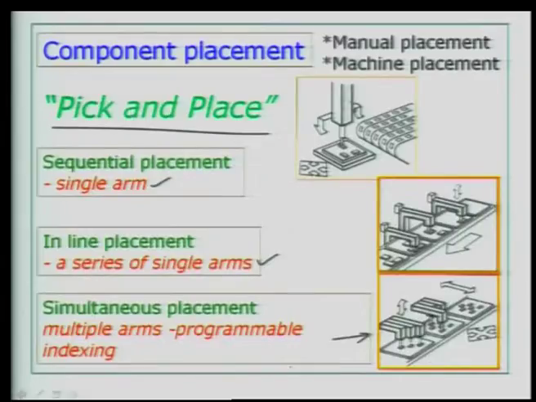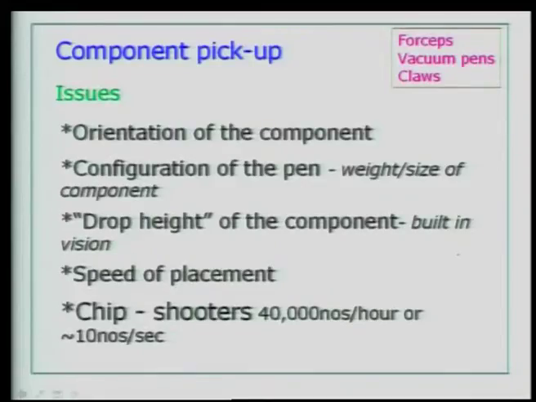So, the idea is it should pick the components from the tape or the reel from which the packages are shipped from the manufacturer, and it has to pick individual components and place on the board based on your assembly data that you have generated from your PCB layout. So, the component pickup issues are here we use forceps or vacuum pens, or we also call it as a claws. The issues are orientation of the component.